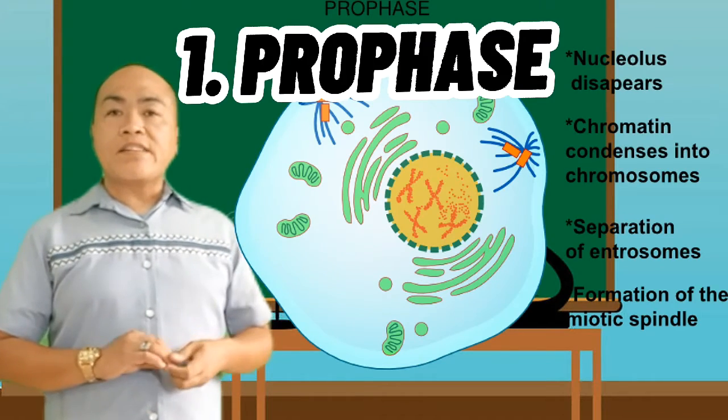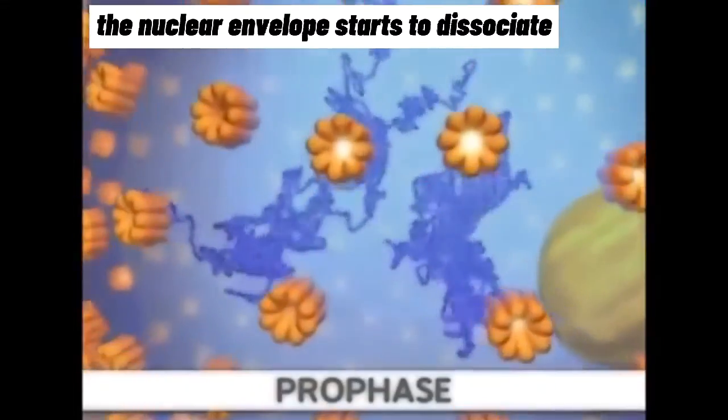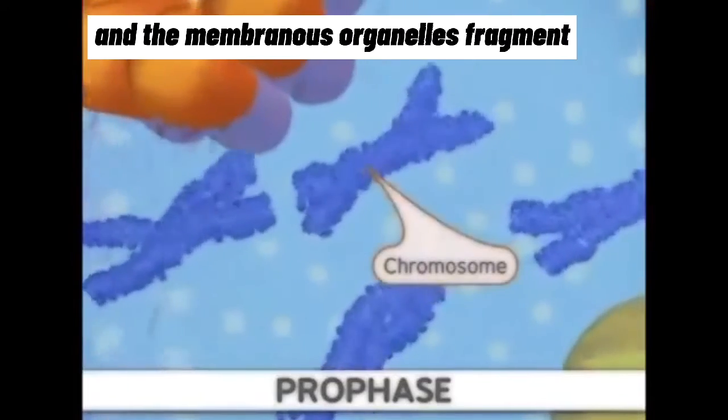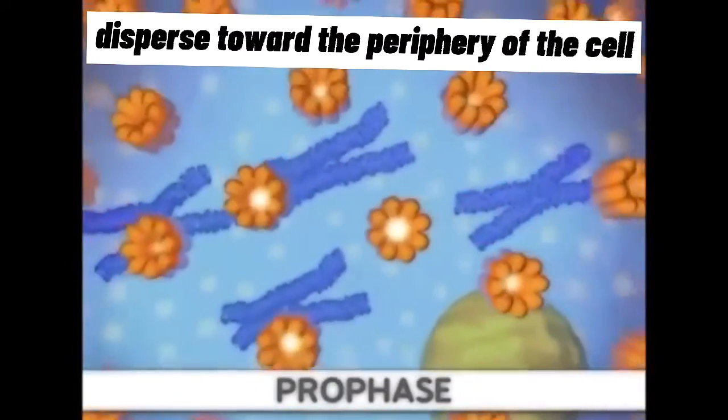Number 1 is the prophase. During this stage, the nuclear envelope starts to dissociate into small vesicles, and the membranous organelles fragment and disperse toward the periphery of the cell.